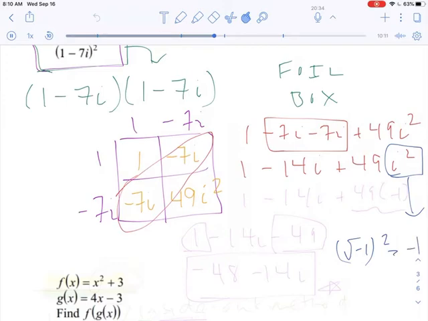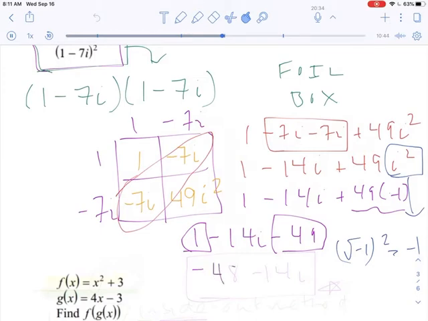This is where a lot of you were getting stuck on the Pear Deck. So this is actually going to be 1 minus 14i plus 49 times -1. If we multiply that -1 by 49, we're going to get -49. So 1 minus 14i minus 49. And now that there's no i squared with it, we can actually combine -49 and 1 to get -48 minus 14i as our final answer.